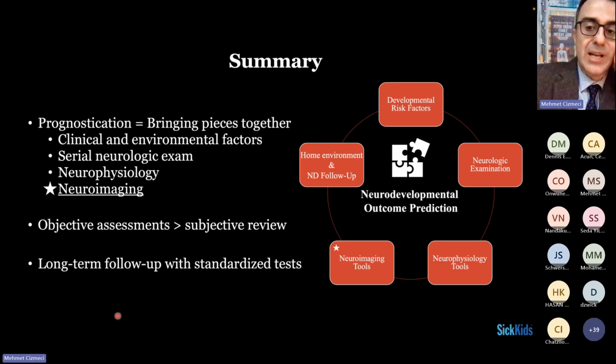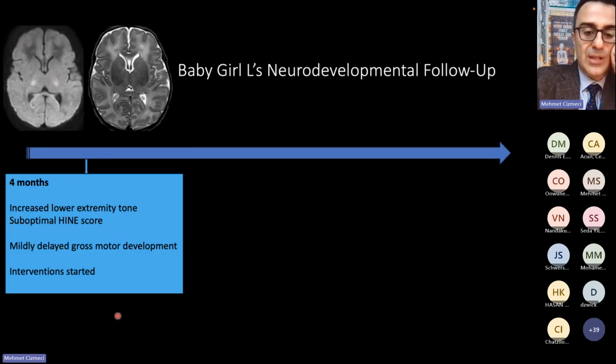Using neurophysiology tools and neuroimaging more efficiently will give us further guidance in babies who are presenting with both preterm and term patterns of injury. We should always choose objective assessments over the subjective reviews, which will give us more prognostic information. And this information will be more reliable for us when we're sitting down together with the parents. And we need to do long-term follow-up for all these babies who are presenting with brain injury with standardized tests in the long term. So I will finish with the first patient I presented.